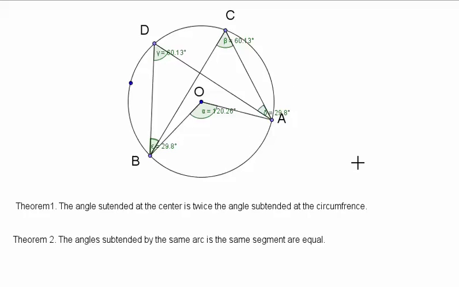So to recap the two theorems which we have gone through, the angle subtended at the center is twice the angle subtended at the circumference. And also the angles subtended by the same arc and in the same segment are equal.